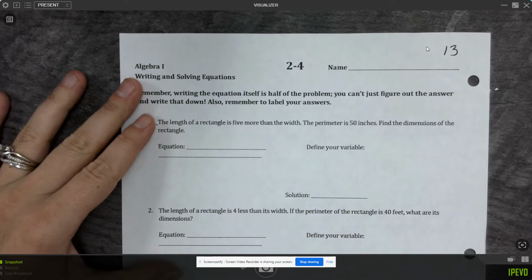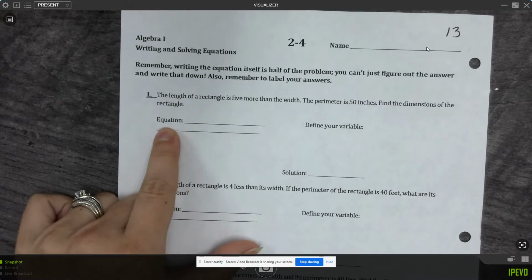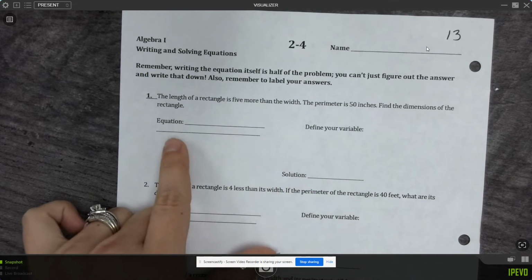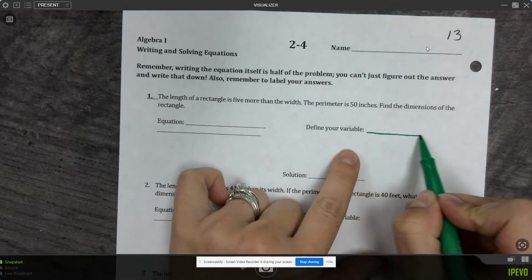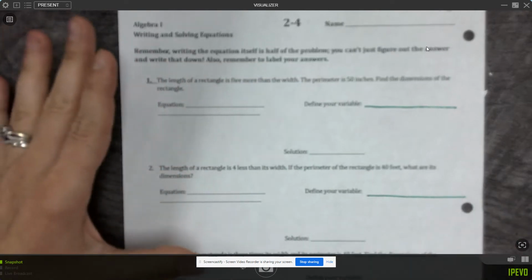So I am noticing on a lot of your problems, it has equation with the line and then define your variables, and your line just happened to be down here. So go ahead and just put a line in there. Same thing with all of your others that don't have that line there, just put that there.